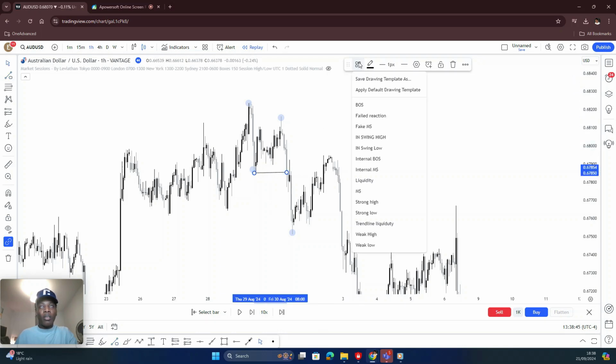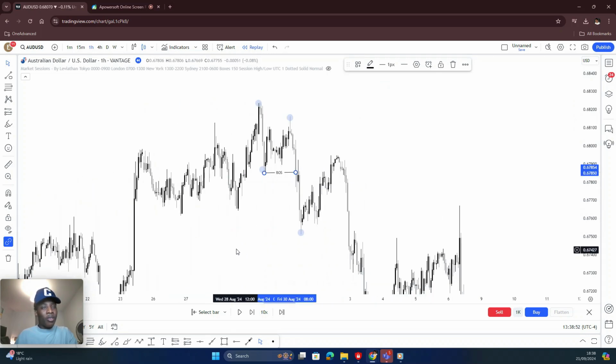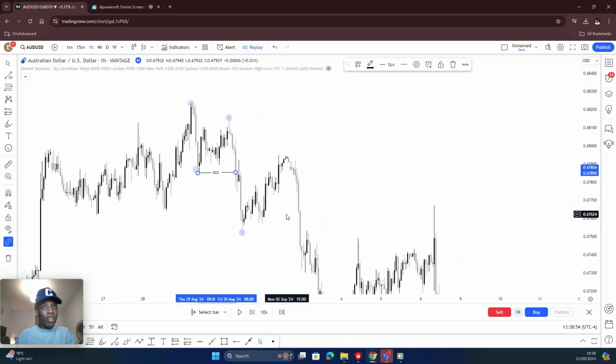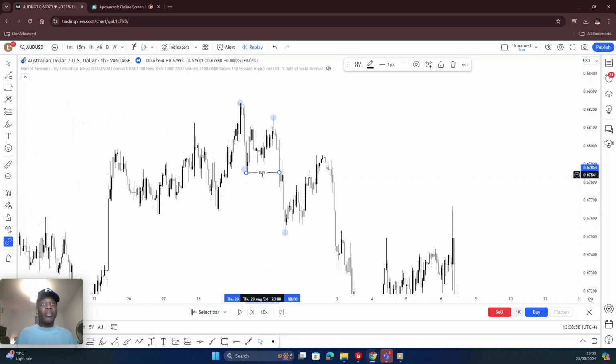By the way, did I even say that? By the way, the black candles are bullish and the gray candles are bearish. I don't think I said that before I started, but the black bullish, the gray bearish. So anyways, that being said, we can see right here another example, right?